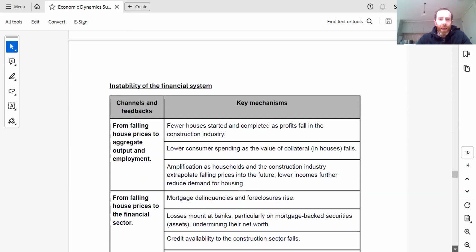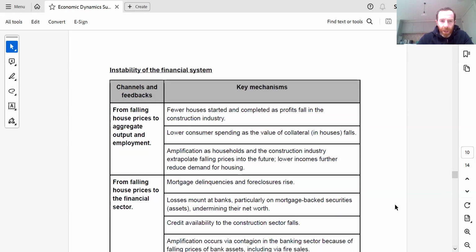So this next bit that I wanted to touch on is a table which shows us how the housing market ties into the banking sector and then how that can tie into other sectors of the economy.